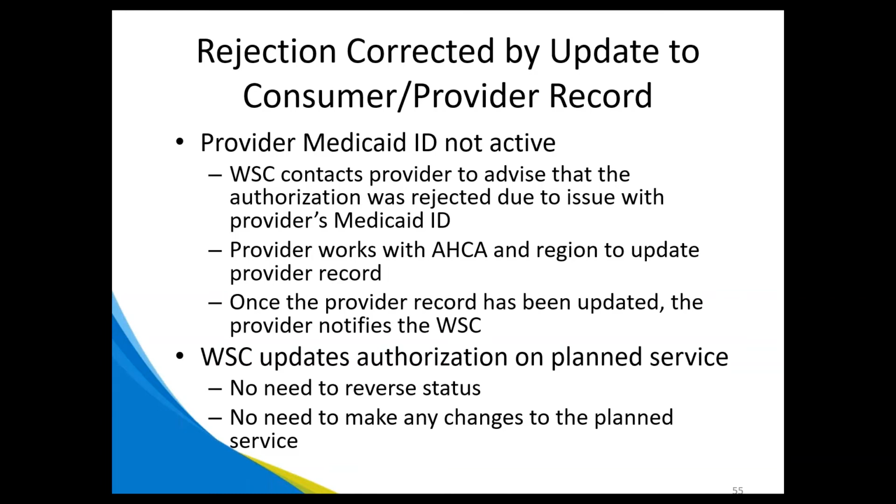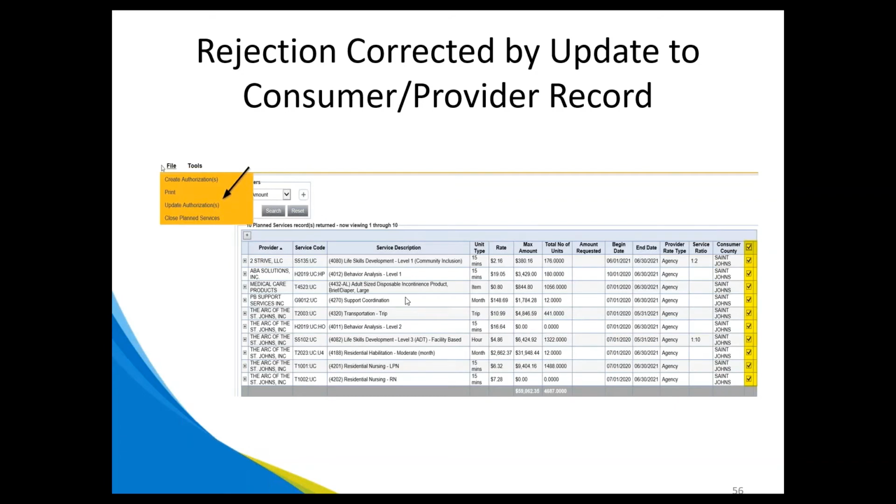And again, as I was saying with the provider record, once the provider has done whatever they need to do to correct whatever was off on their provider ID number, they're going to let you know when it's fixed. And on that one, you're going to do the same thing. You're just going to, and I apologize, it's not reverse the status. You don't need to reverse the status for either one of these scenarios. You're just going to do the update authorization on the plan services. So without reversing status, I apologize, I misstated that a minute ago.